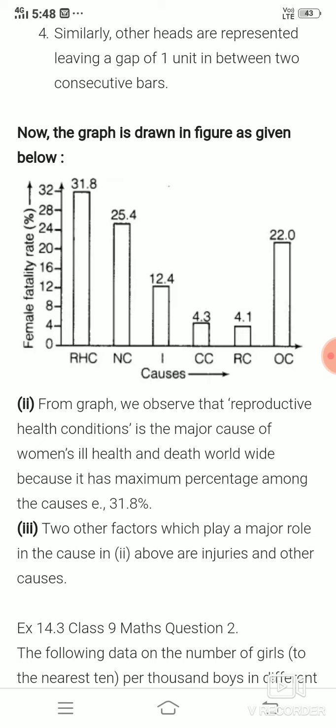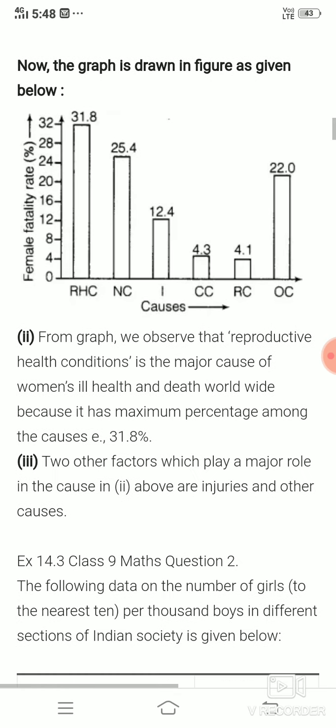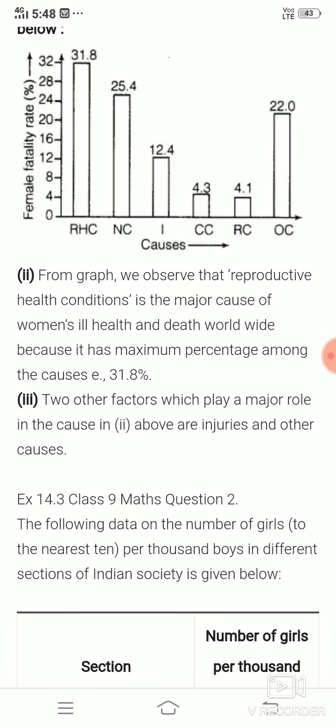So in the second question we observe that, first, reproductive health condition is the major cause of women's ill health and death worldwide because it has the maximum percentage among the causes. Two other factors which play a major role are, in second place, injuries and other causes.